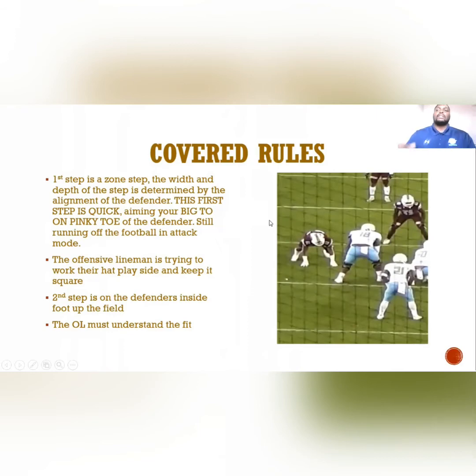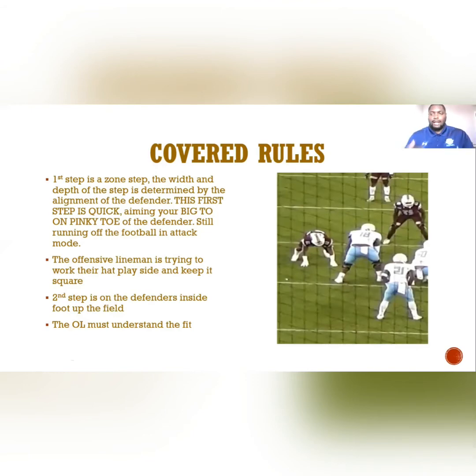These are some simple cover rules that I've used when I was offensive line coach at Morehouse and some other places. My first step is a zone step, so I'm still stepping to the play side. This will be zone to the left. The depth and width of that step is determined by the alignment of that defender. This first step is an attack, a quick, violent step. I'm aiming to get my big toe on the pinky toe of the defender, but I'm running off the football. So that's my cover rule. I'm still running off the football.